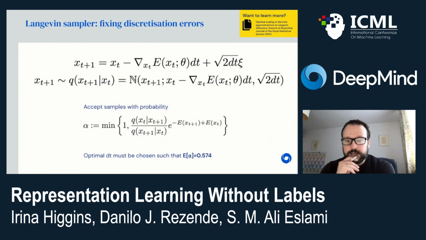But there is a way to correct that with an acceptance-rejection-based algorithm, which sees the Langevin samples as just proposals, which are then accepted or rejected with some probability given by this formula. And the paper indicated above provides the optimal value of this acceptance rate that we should tune the algorithm to achieve.